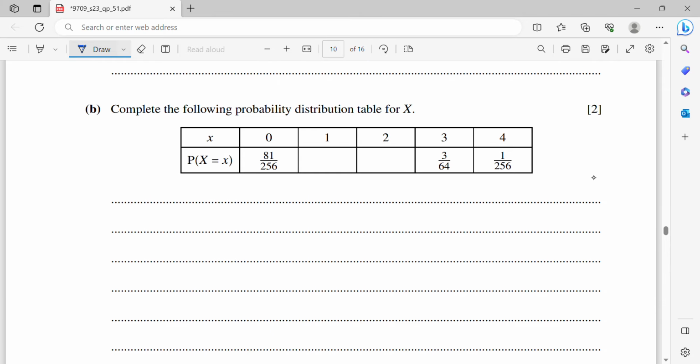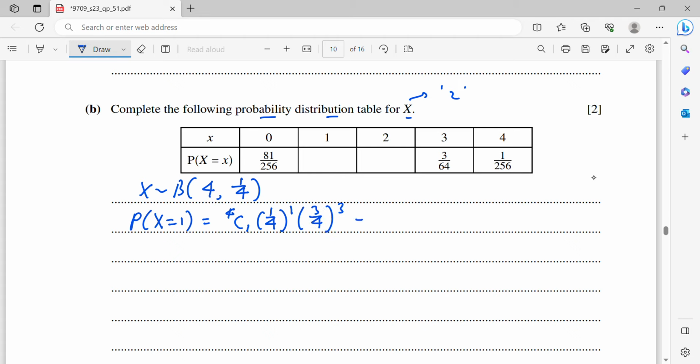Now B, complete the following probability distribution table for X. Again, X means how many times of getting 2. Okay, so now we need to count X equals 1. So use back the same formula. X is binomial, n is 4, probability of success is 1 over 4. So when P(X = 1), it will be 4C1, 1 over 4 to the power of 1, 3 over 4 to the power of 3, 3 failures. Then you will get 27 over 64. So here I will write 27 over 64.